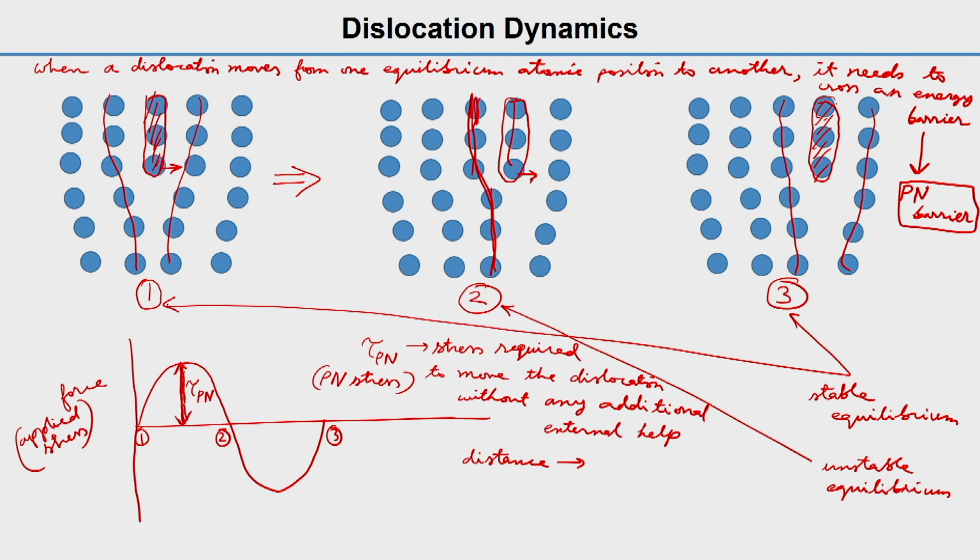That means it needs to have that much force to cross the barrier, so that from position 1 to position 3 it can move from one stable atomic position, so I wrote here, from one equilibrium atomic position to another. So what happens when the dislocation moves on a slip plane?